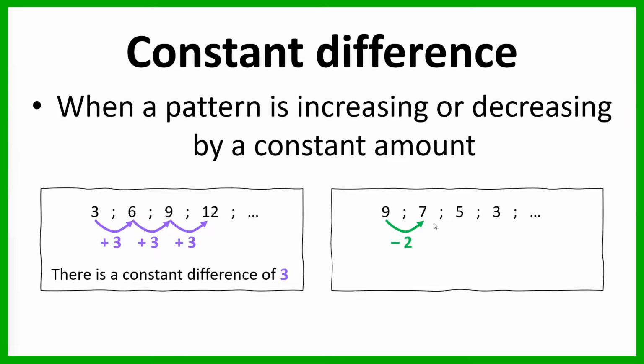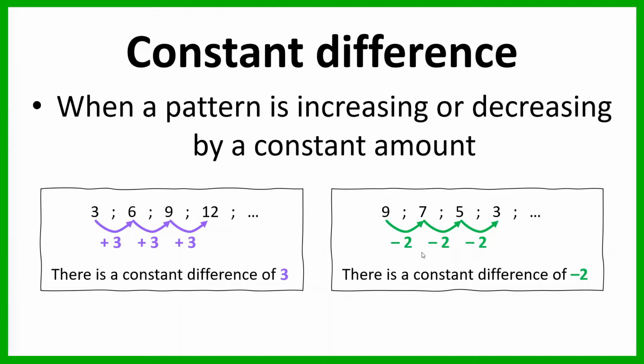From the second term to the third term, again, it is going down by 2. From the third term to the fourth term, it is also going down by 2. So in this one, we've got a constant difference of -2. So when your pattern is increasing, when the numbers are getting bigger and bigger, then you have a positive constant difference. When the pattern is decreasing like this, then you've got a negative constant difference.